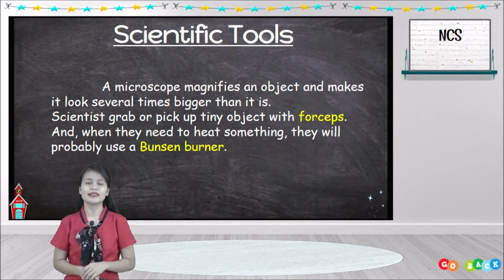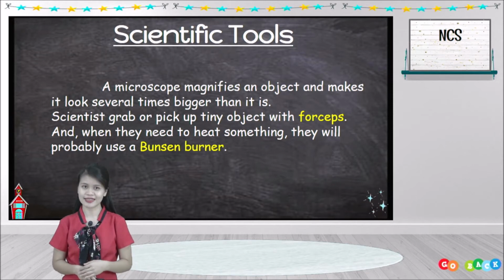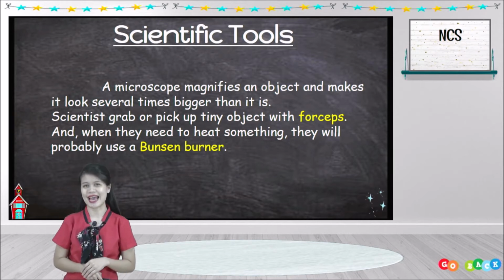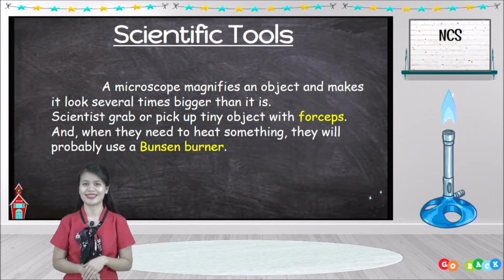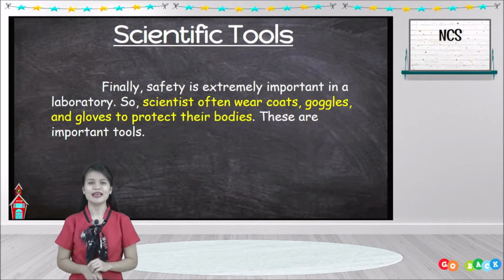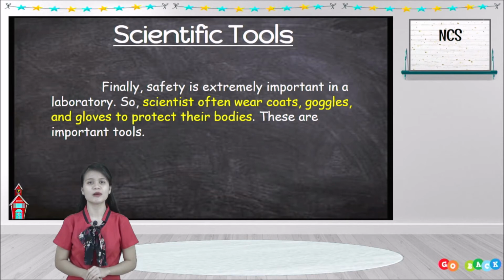And when they need to heat something, what is the tool that they use? Yes, they use a Bunsen burner. That is forceps. And next we have the Bunsen burner, which they use to heat something, only for their experiments.